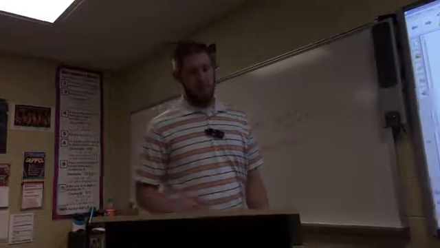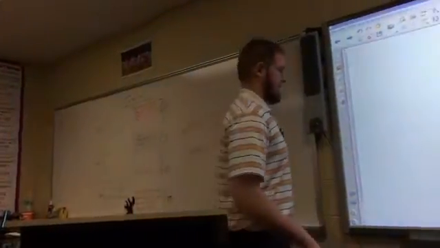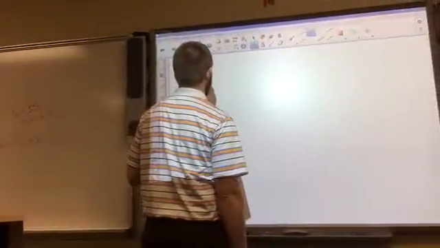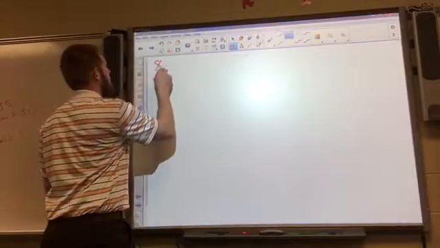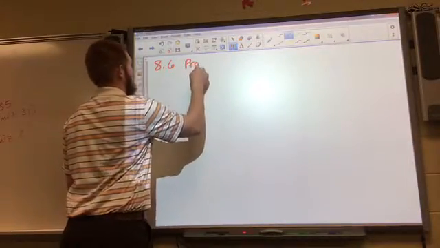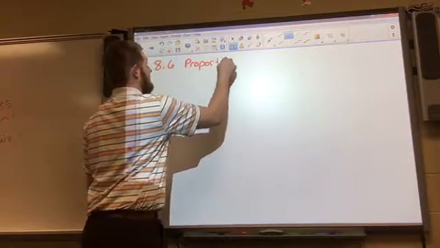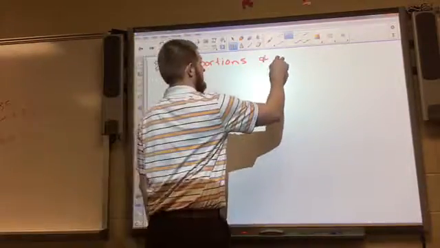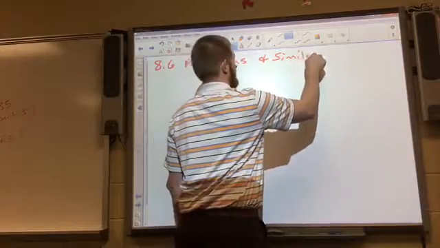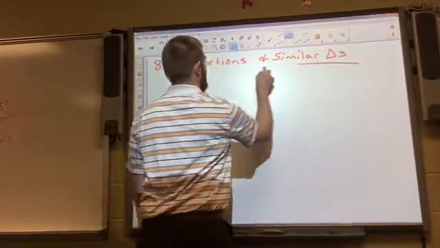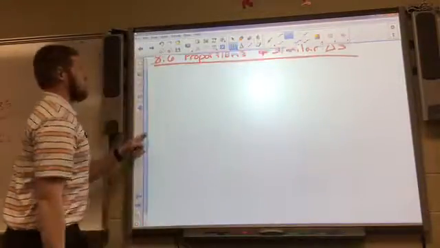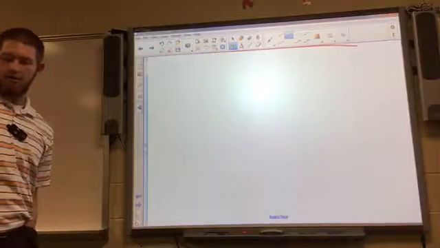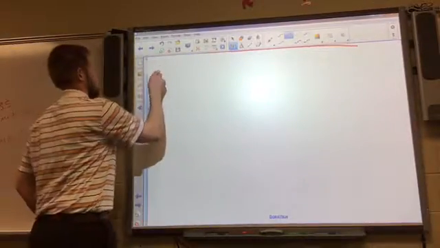Okay. So on 8.6, we're talking about proportions in similar triangles. And the very first thing that we're going to come to is a theorem called triangle proportionality.